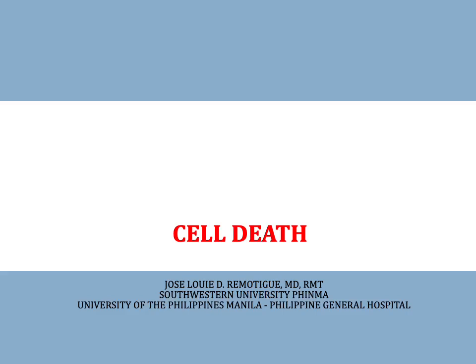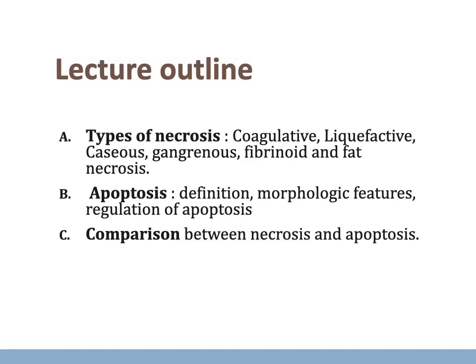Hello. In this session, we're going to talk about cell death. Specifically, we're going to talk about the different morphologic types of necrosis, and how it differs from the different types of cell death. We're also going to talk about the second type of cell death, which is apoptosis. And then we're going to compare the two and describe instances where necrosis happens and when apoptosis happens.